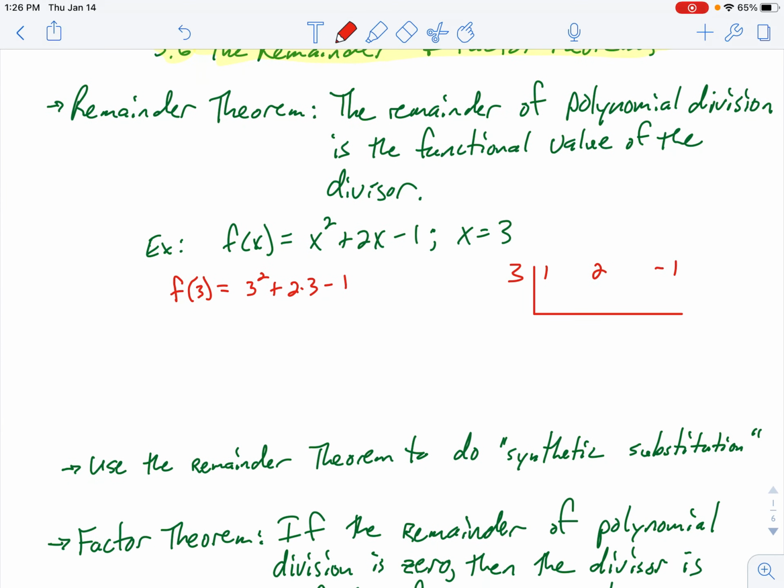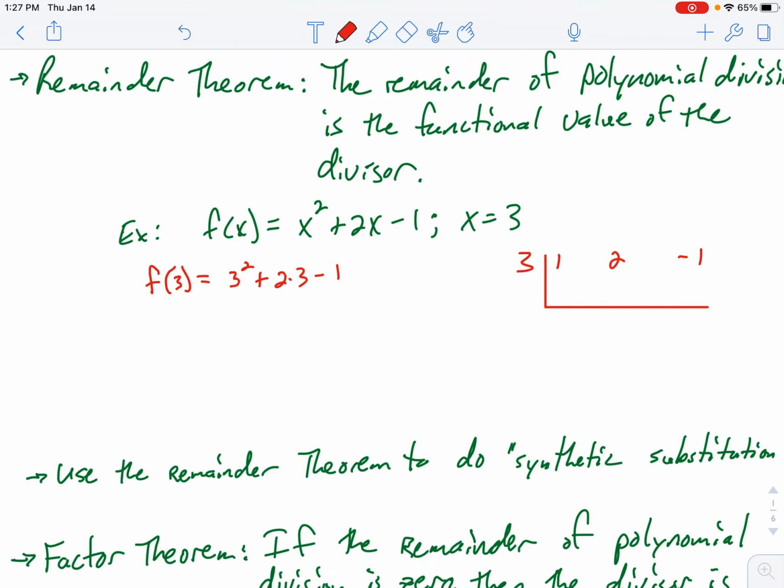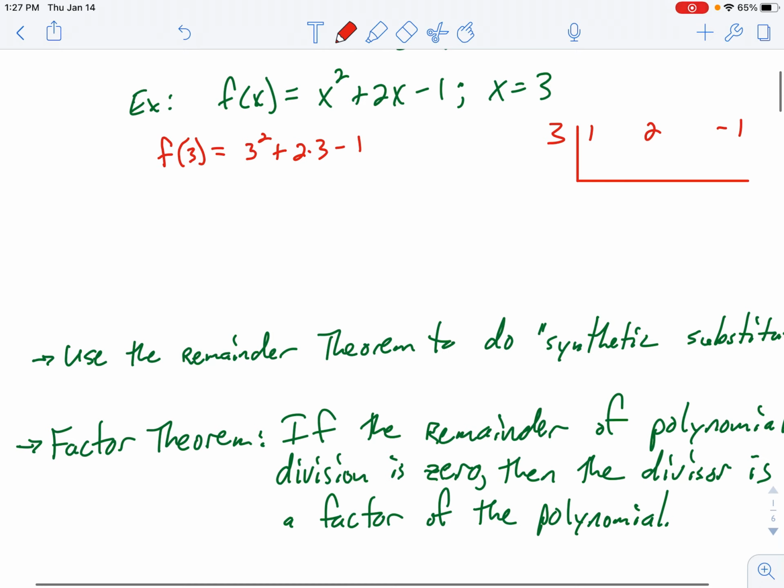The remainder theorem basically says, and this is a summary in my words, if you looked it up online or in a math book it'd probably look quite different, but the remainder of a polynomial division is the functional value of the divisor. I don't know if you understand what that means, so I have an example here. I've got a polynomial, f of x equals x squared plus 2x minus 1. That's a polynomial. And then I've got a value, 3.